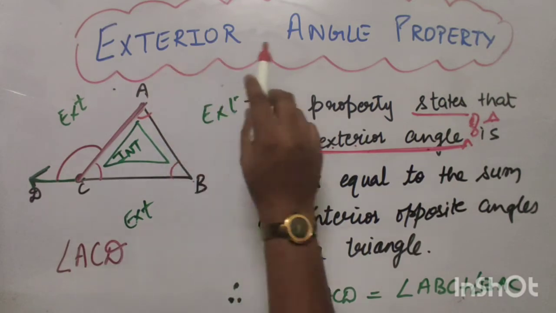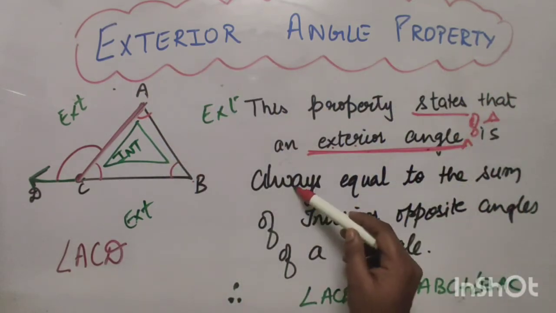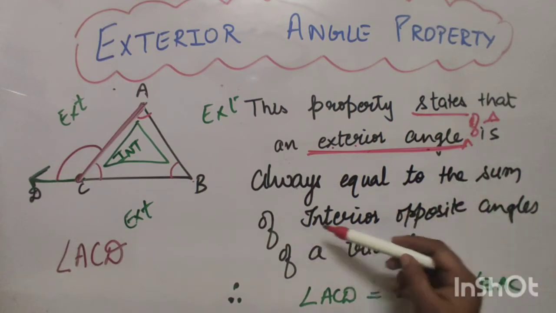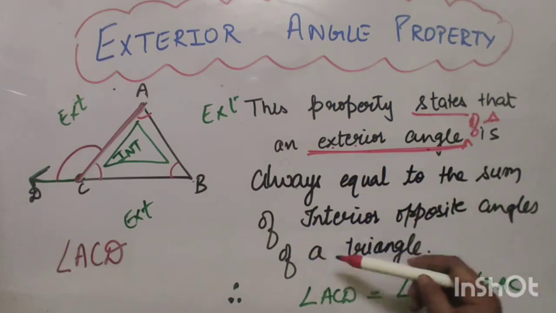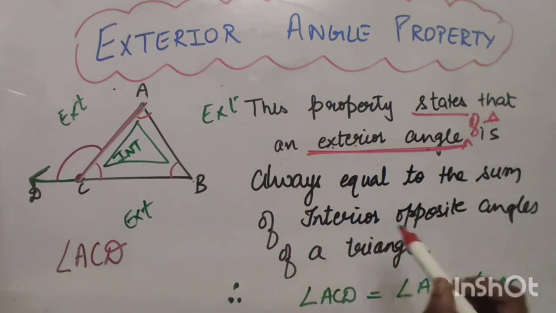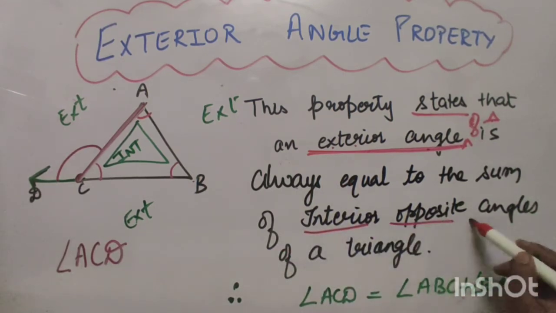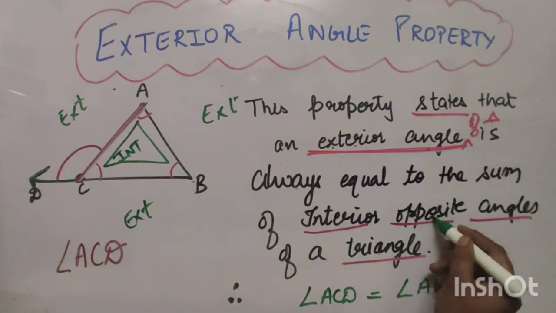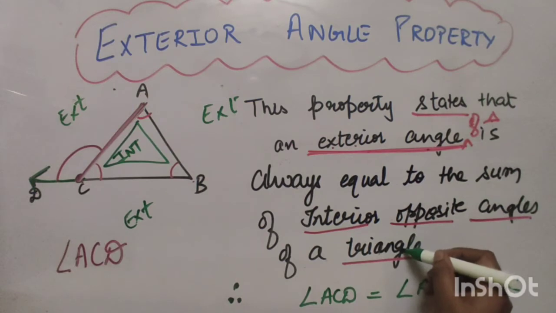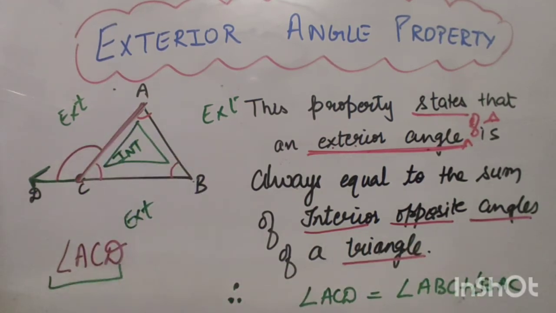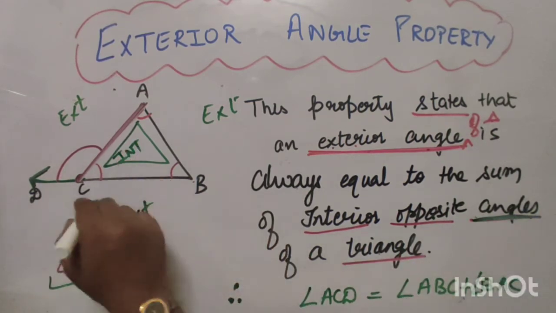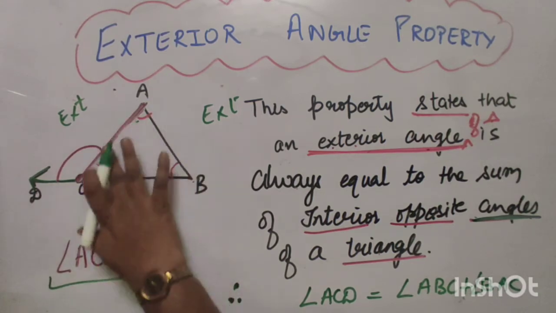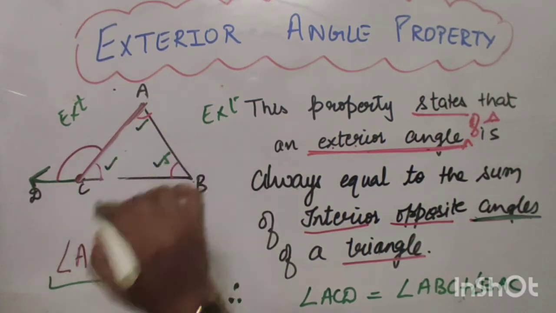Now as per the property, the exterior angle is always equal to the sum of the interior opposite angles of a triangle. A really big word, right? Interior opposite angles of a triangle. First of all, let's see which angle is interior, then which is opposite, and it has to belong to the triangle. If I see angle ACD, the angles have to be interior angles. There are three interior angles, right? Which three? This one, and this one, right?